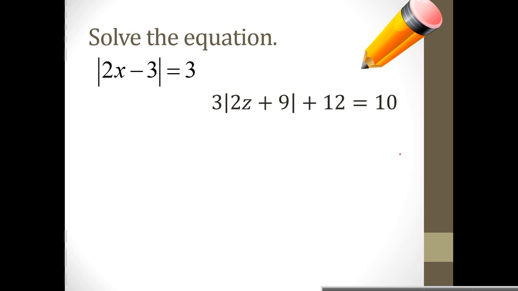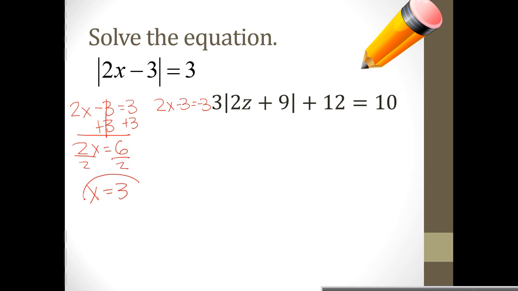Last two problems of the night. So 2x minus 3 equals 3. So I'm going to set whatever is inside equal to positive 3 and negative 3. So I'm going to add 3 to both sides. Get 3 plus 3 gives me 6. Divide by 2. X equals 3 for one half of my answer.